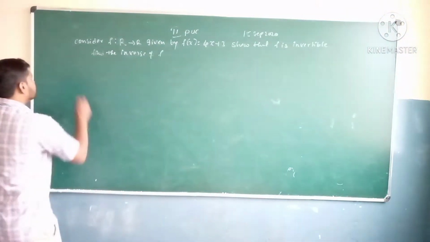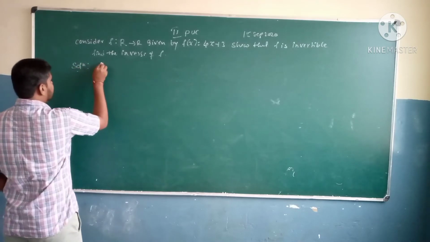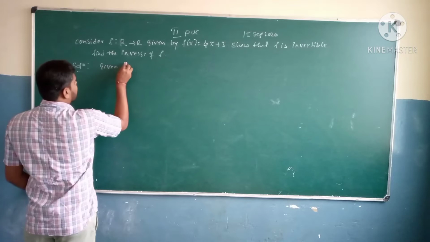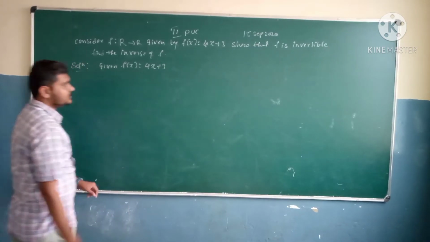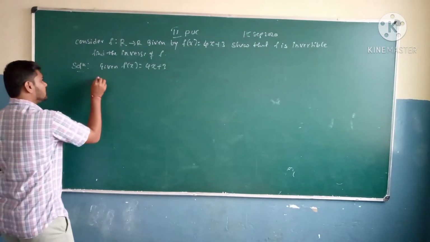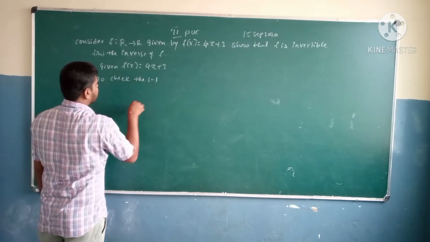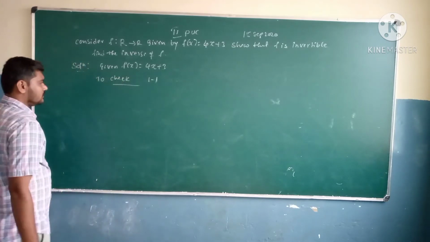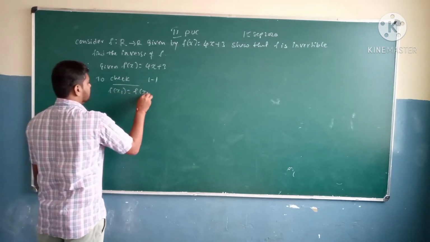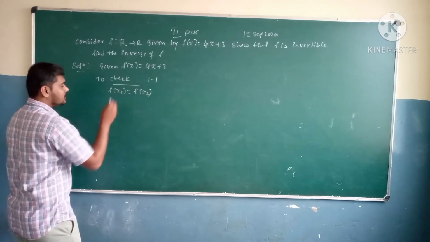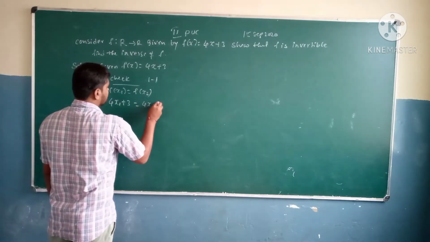So according to that, the solution. Given f of x is equal to 4x plus 3. So here, to check the one-one function, we take f of x1 is equal to f of x2. That's going to be f of x1 is nothing but 4x1 plus 3 is equal to 4x2 plus 3.